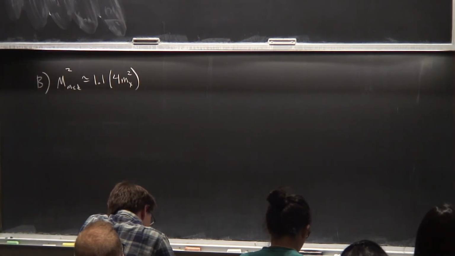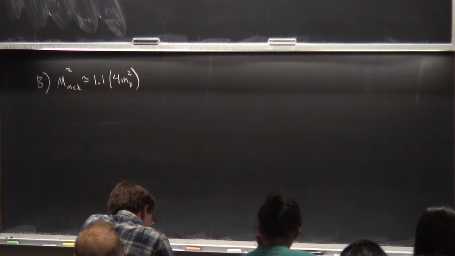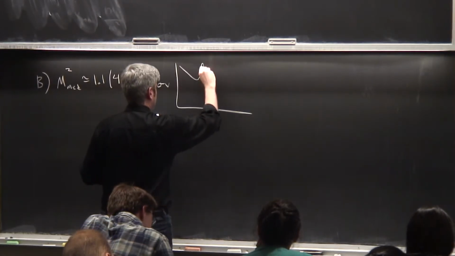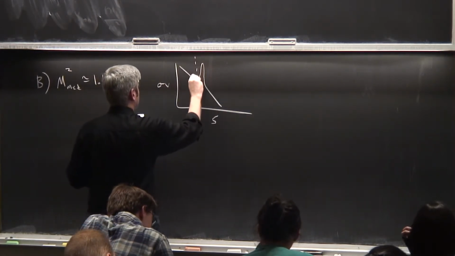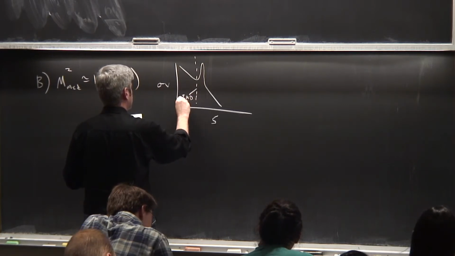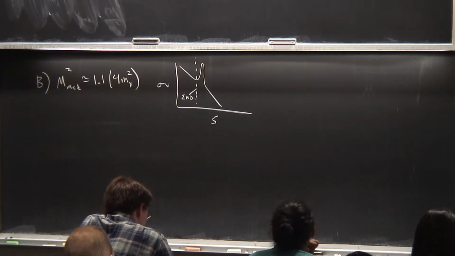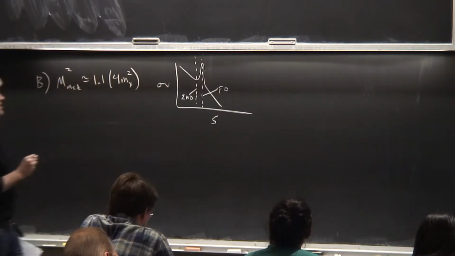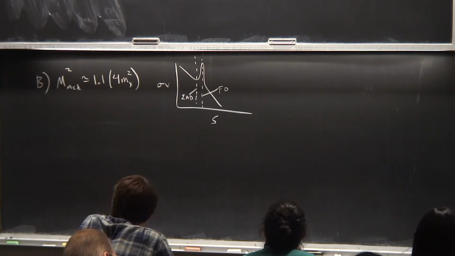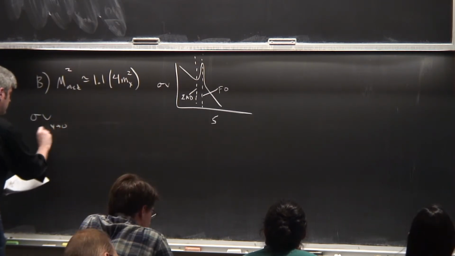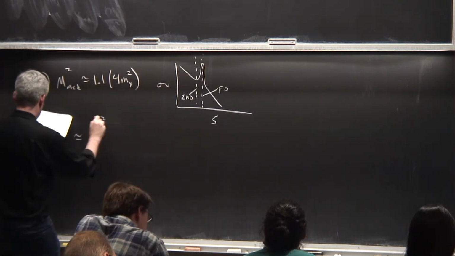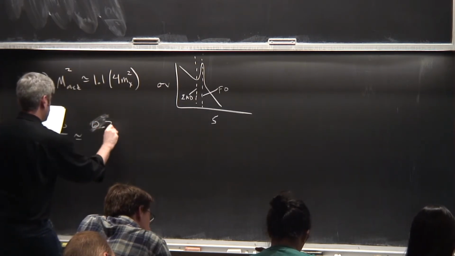So I'm going to make the mediator now just a little heavier than the low velocity resonance. So drawing this again. In this case, indirect detection is going to be dictated by something off resonance, while freeze out is dictated by something that takes place on resonance. And in this case, you get approximately the following.